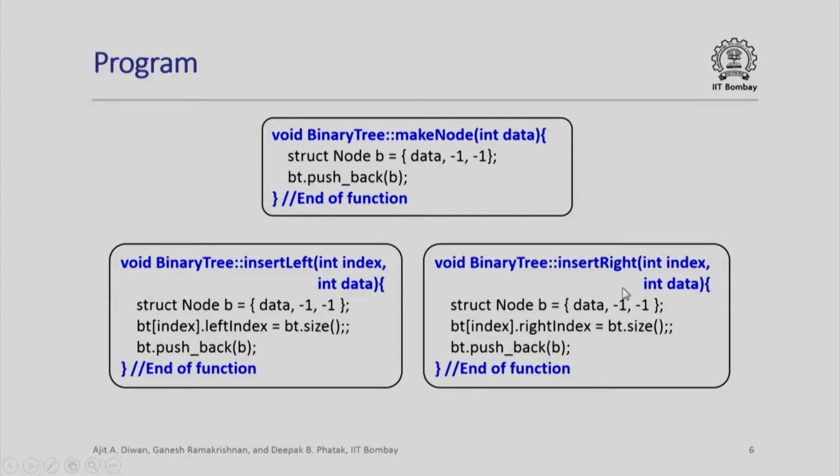Exactly similarly, if I have to insert at the right, I still have that node B as this, but now I set right index of the BT index as BT dot size, and I simply say BT dot push_back. So, this node gets pushed as the right child of the parent.